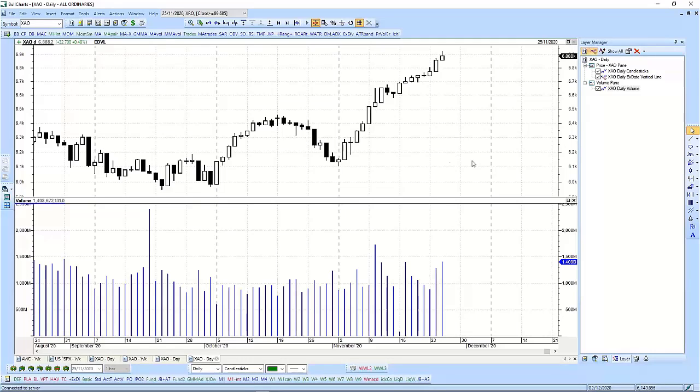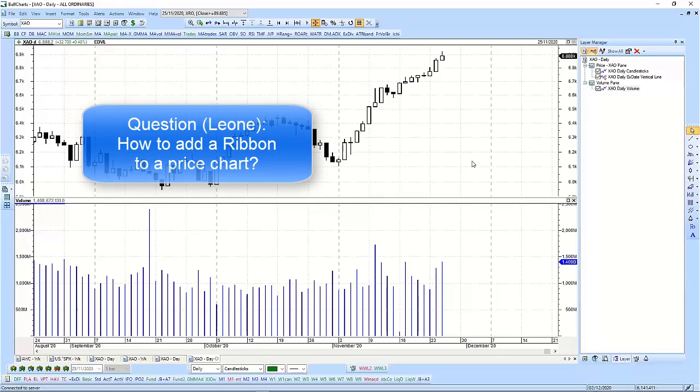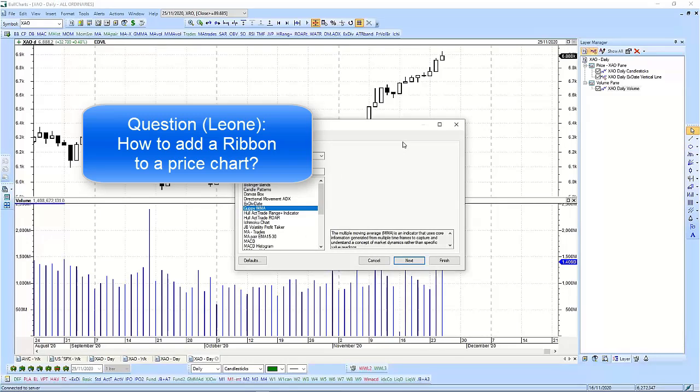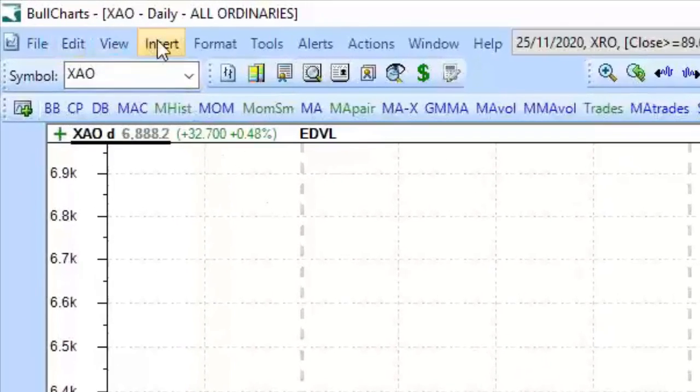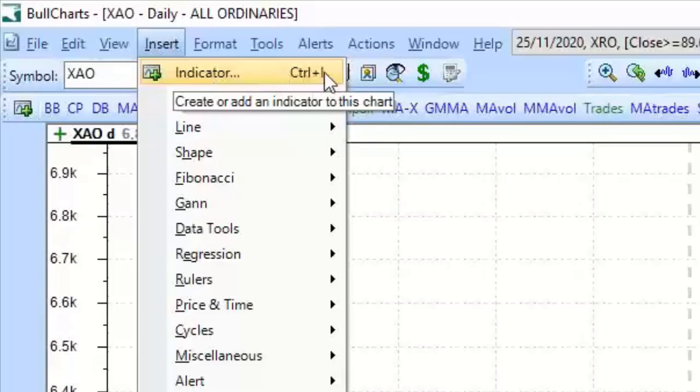Now, Leonie is asking two questions. How to put a ribbon pane on? First of all, I'll do the second part of the question. To insert a ribbon, I can insert an indicator. When I insert an indicator, I use Control-I on the keyboard, but it's the same as Insert Indicator, and up here it tells you Control-I is the shortcut.